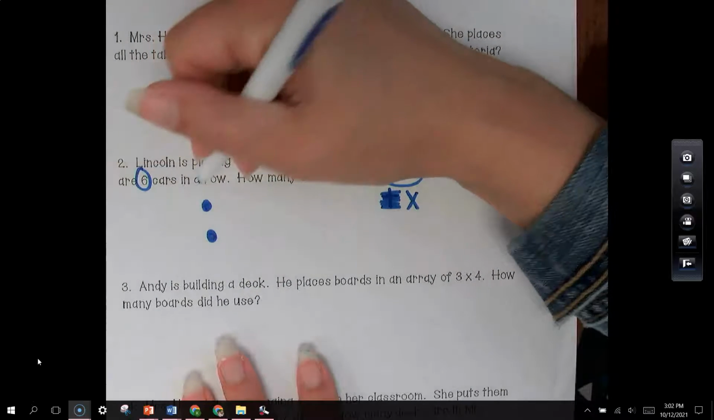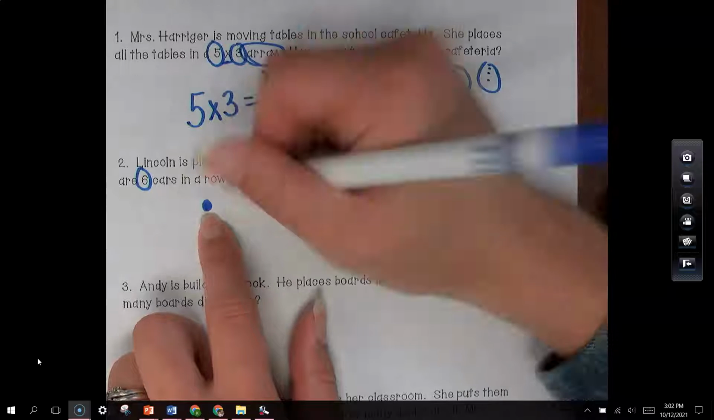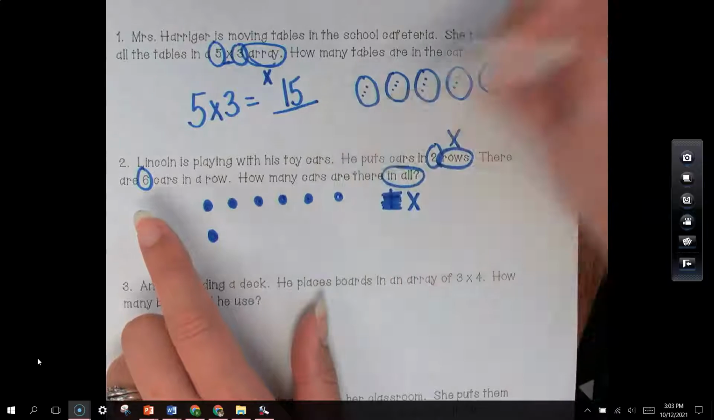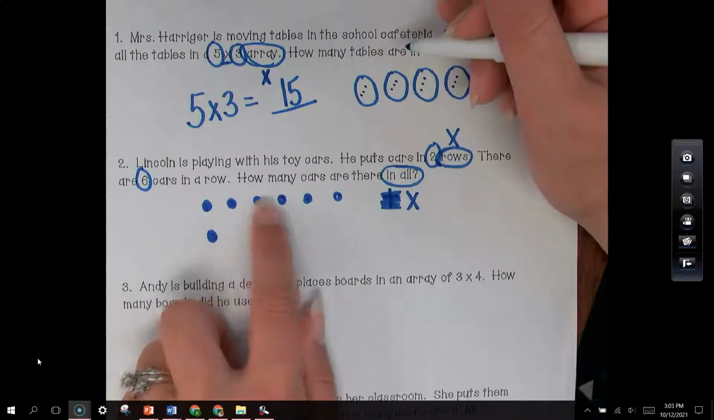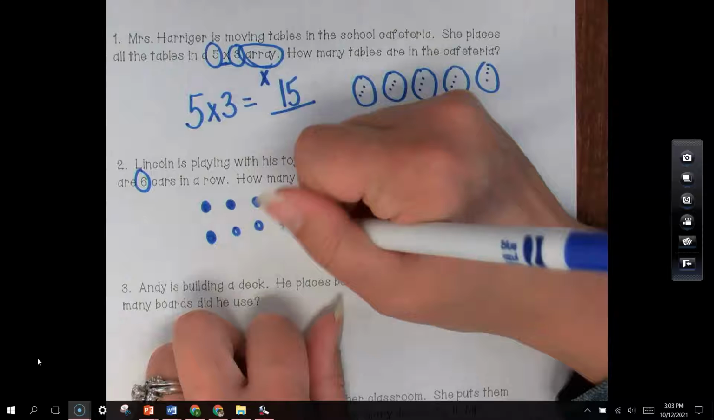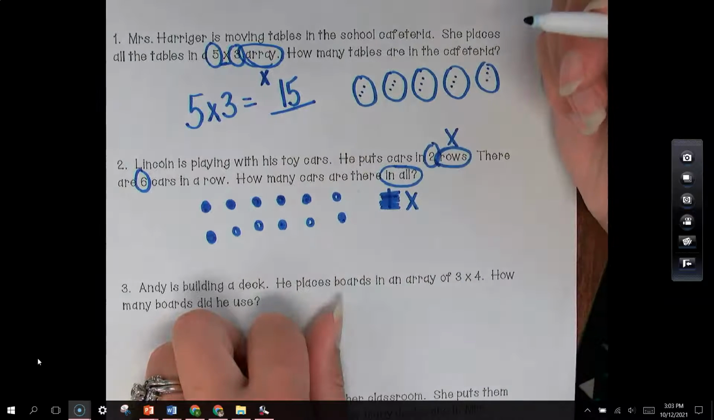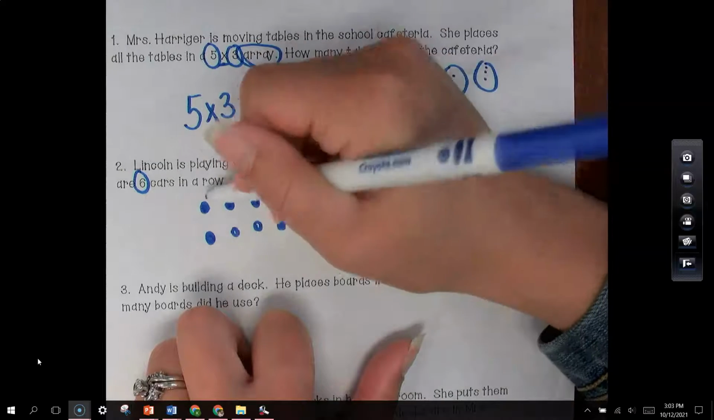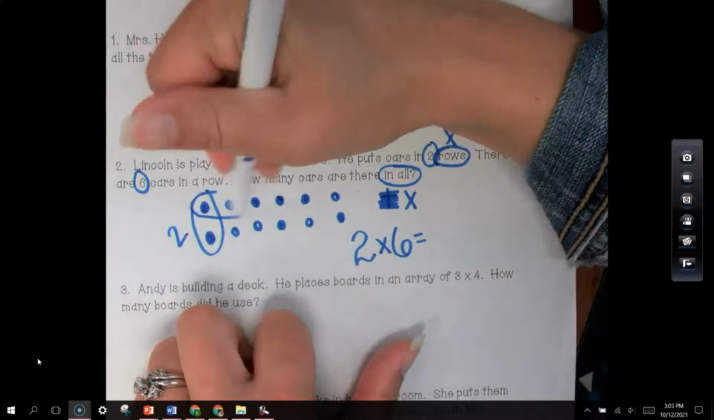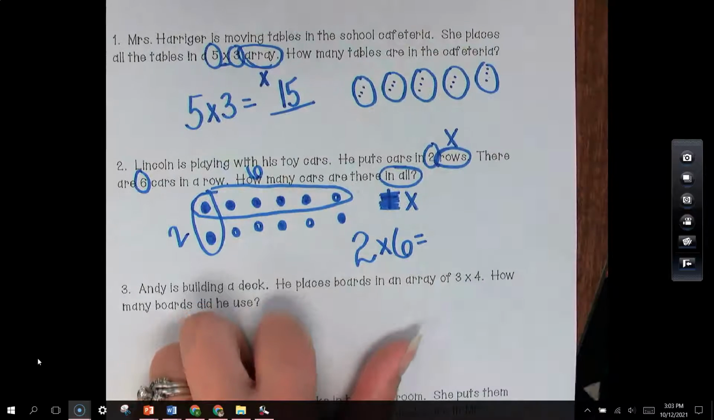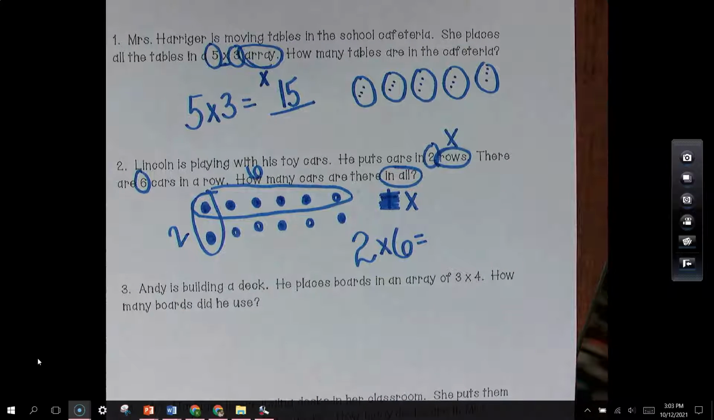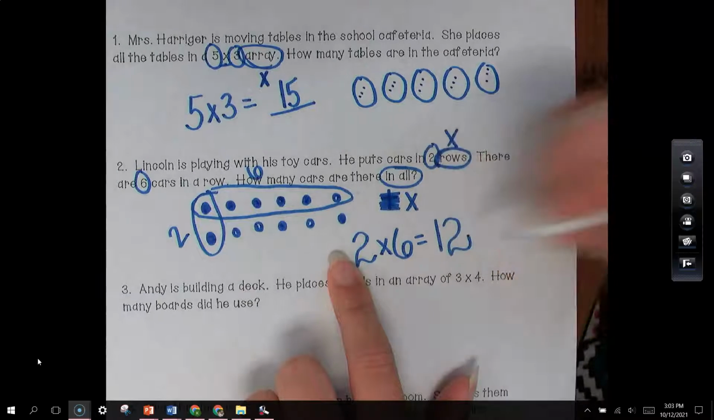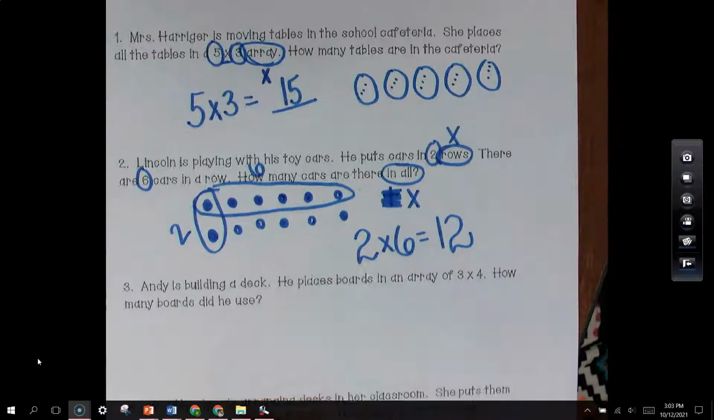There are 6 cars in a row. So in this row, there are 6. 1, 2, 3, 4, 5, 6. And if I did my first row right, 1, 2, 3, 4, 5, 6, I can just match those up. Okay? So what you just did there was 2 times 6. 2 goes here. Rows of 6. So what is 2 times 6? You guys can just count your dots. Well, if you got the answer of 12, you are correct. Good job. All right, kiddos, next one.